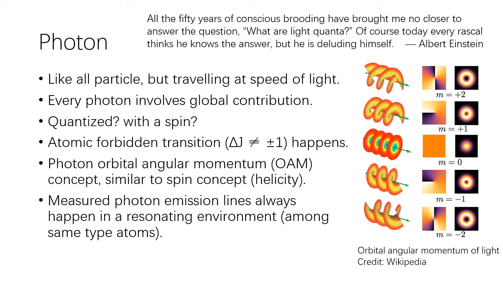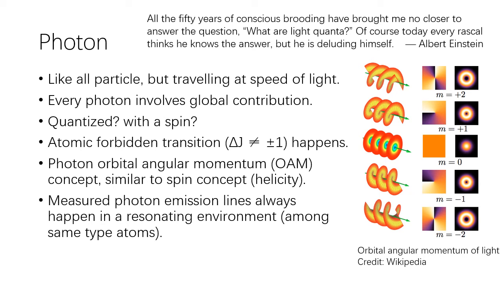in textbooks. Of course, a photon travels at the speed of light, but every photon, like all other particles, involves a global spacetime contribution. Whether it is quantized with a finite spin is the confusing part, because atomic forbidden transitions do happen, which means the angular momentum of the photon is not 1. It can be 2, 3, or even higher.